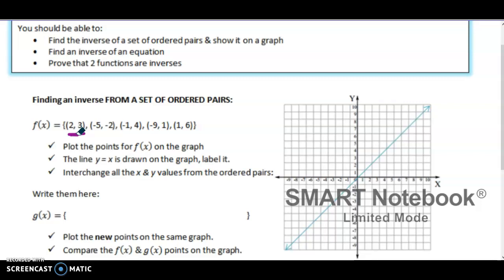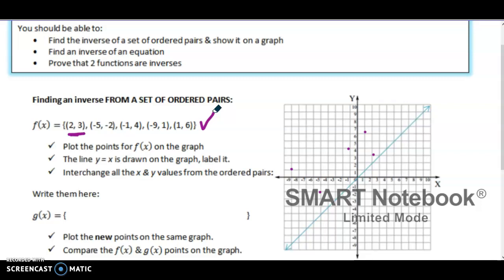So as each little checkpoint says, first thing I want you to do is plot each point. So go over 2, up 3, put a dot, go left 5, down 2, and I don't know what this weird little smart notebook thing is on here. Go left 1 and up 4 and put a point there, left 9 and up 1, and finally right 1, up 6 for your last point. So that takes care of plotting all those points.